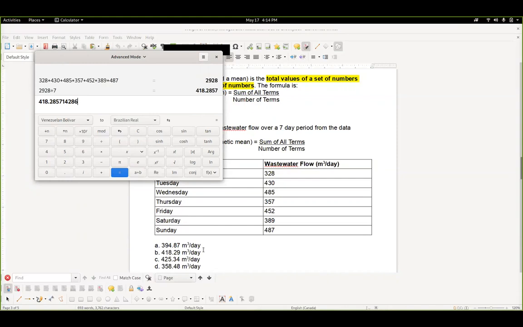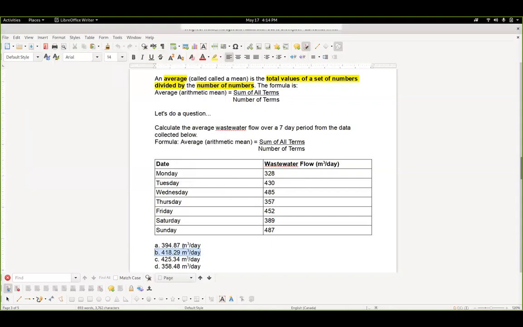And that would be meters cubed per day because it's the average of the wastewater flow, which is in meters cubed per day. So that would give you answer B.